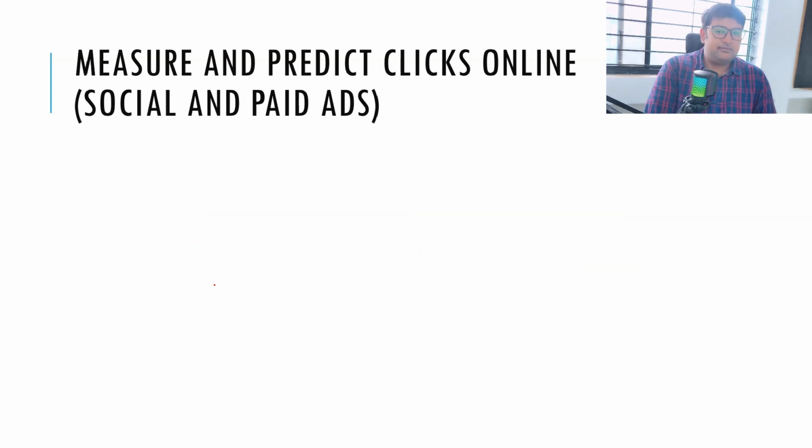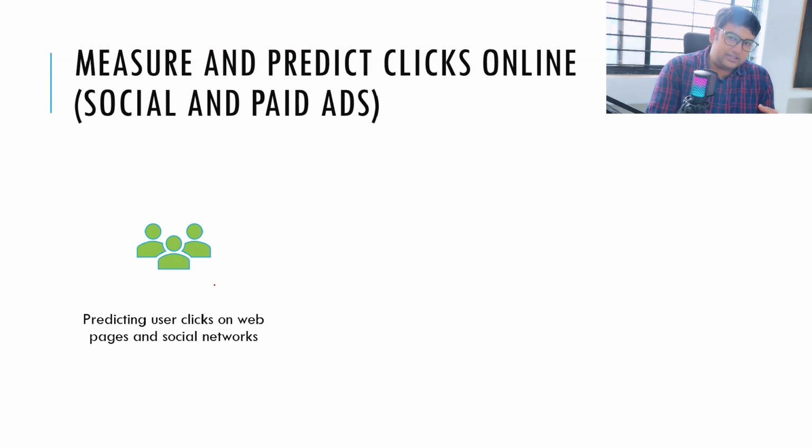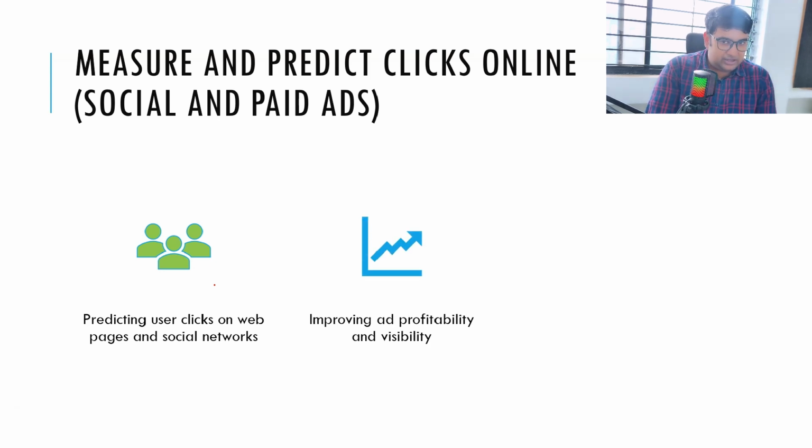Then what you can do is you can measure and predict the clicks that are coming on social media. Okay, so obviously this is specifically for the paid ads that I'm talking about. The clicks and the comments or interaction, basically, to be very specific. So you can predict the users clicking on a web page or on a social media network. Then you can improve your ad profitability. Obviously that is the most important thing, the bottom line of your online advertisement.